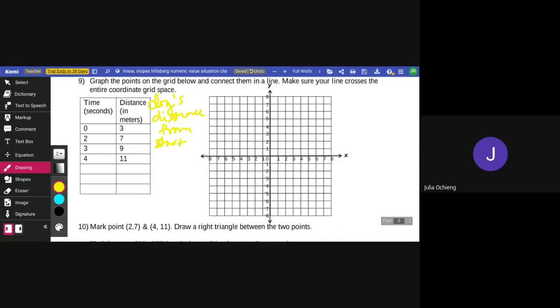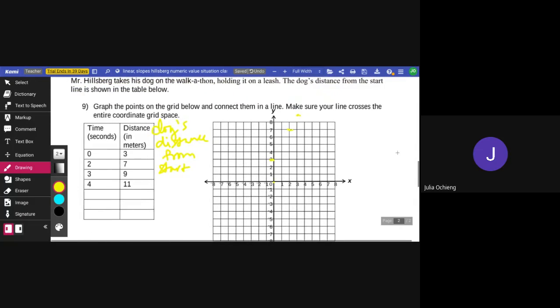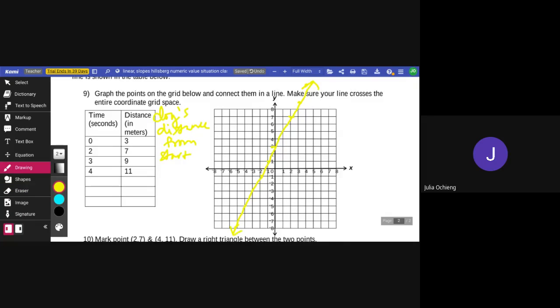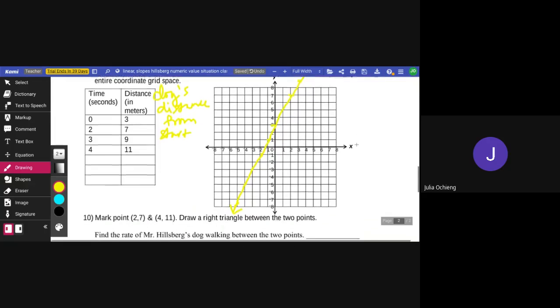So I'm going to take that 0, 3. So now it's 0, 3, 2, 7, 3, 9. Now I know 9 is not on it, but I can definitely estimate that fairly accurately because it's only one off the grid. 4, 11 is a little harder. So I would not expect you to do that without having a grid, but we're going to try here. 9, 10, 11. So roughly there. And we're going to erase the other points so they don't get confusing. Okay. And that's my line. And it crosses the entire coordinate grid space.